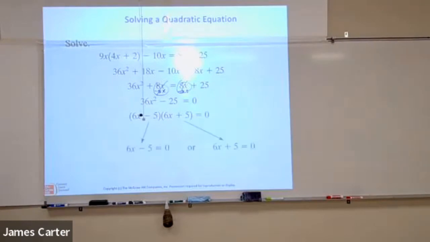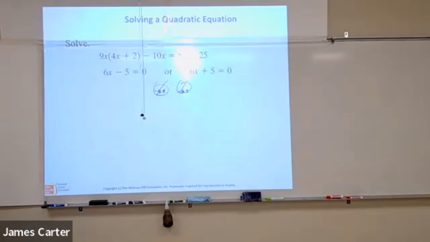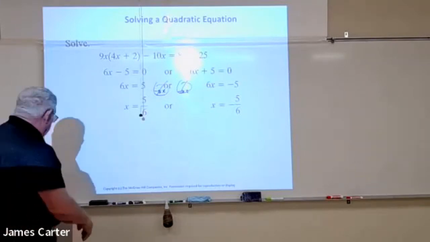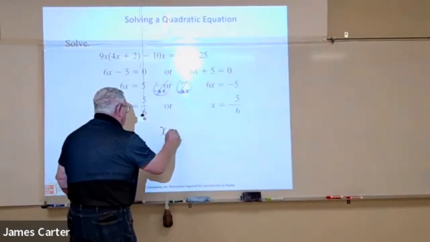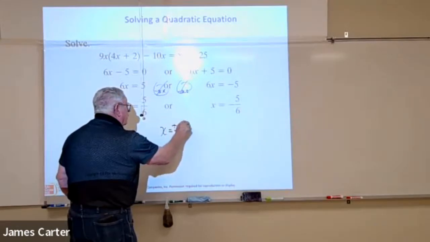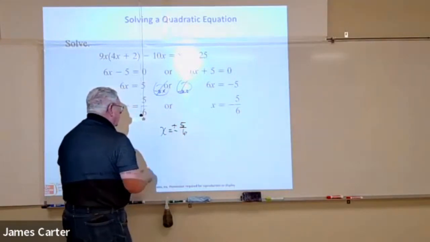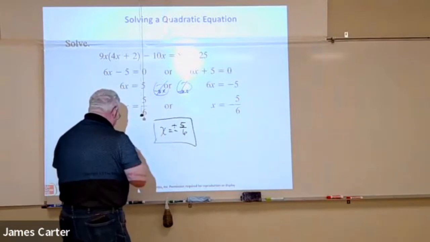Okay, so we break it down into our two equations. And you get x equals plus or minus 5/6. And I don't care if you write this answer as x equals plus or minus 5/6. And then box it.